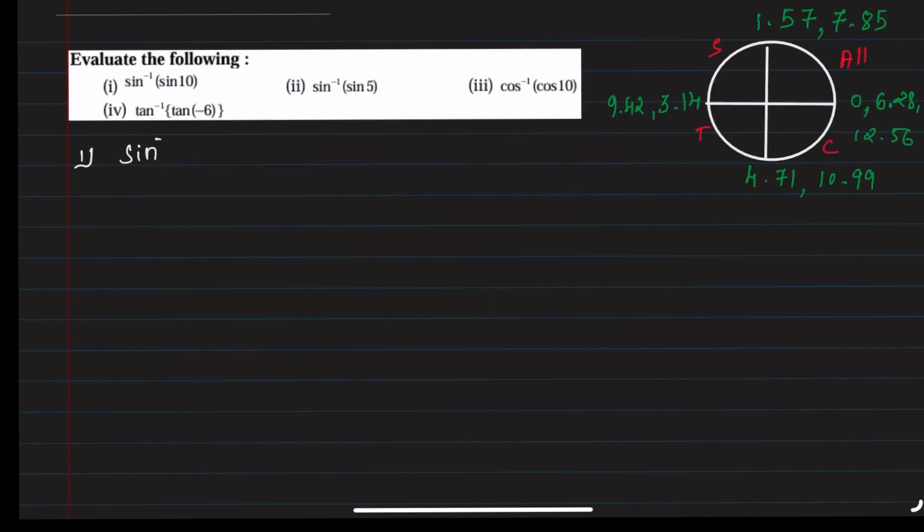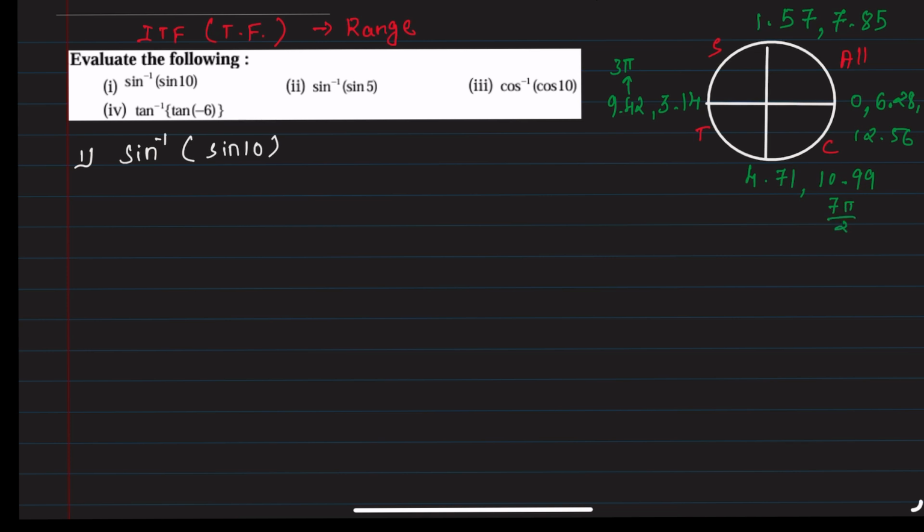Sine inverse of sine 10. Inverse trigonometric function is outside, trigonometric function is inside. For this, we'll check our range. If the value is not in the range, we'll try to bring it inside the range. Chalo, 10. 10 is more than 3 pi. This value is equal to 3 pi. So 10 lies between 3 pi to 7 pi by 2.